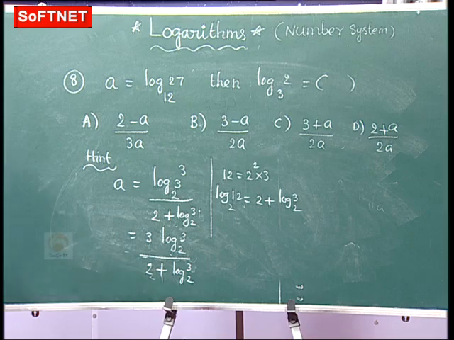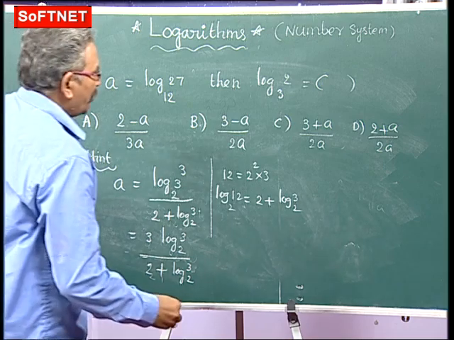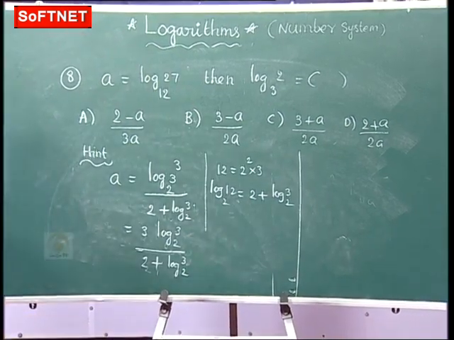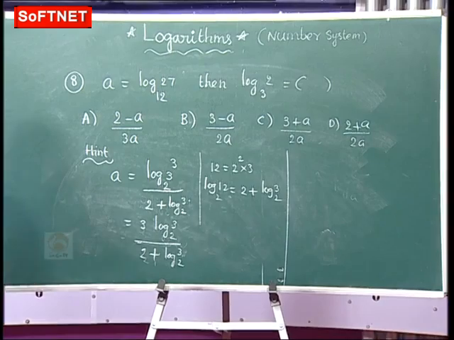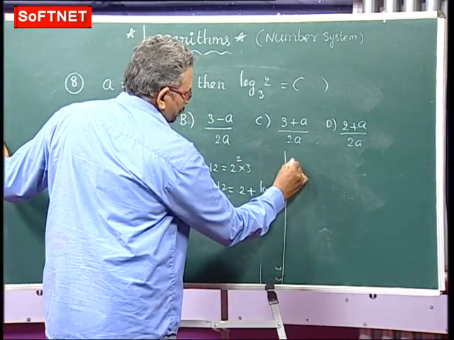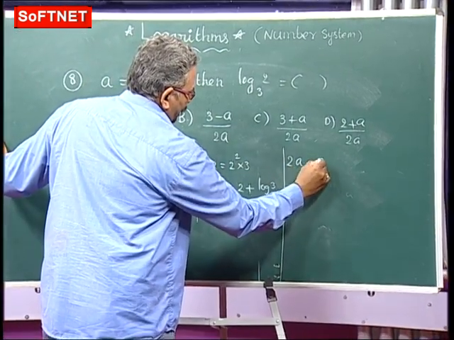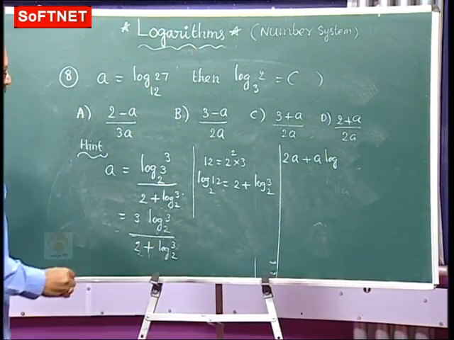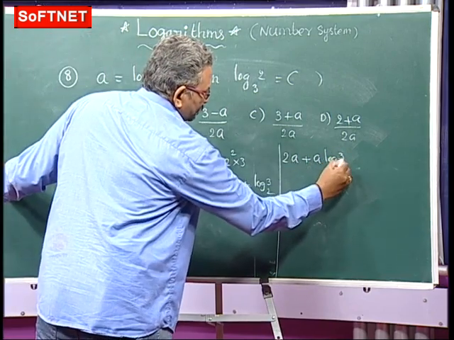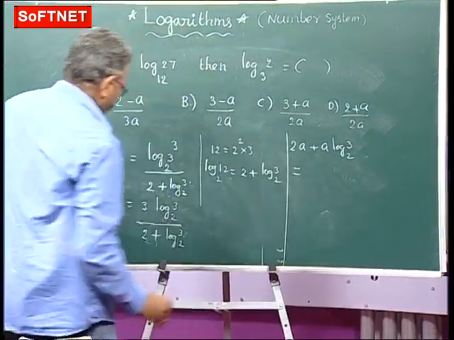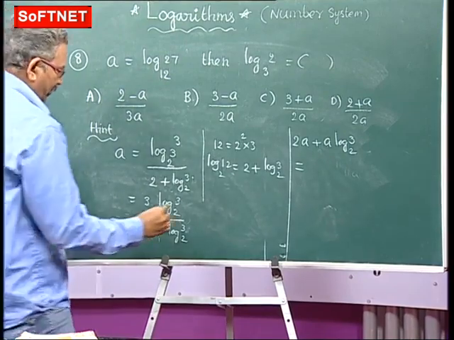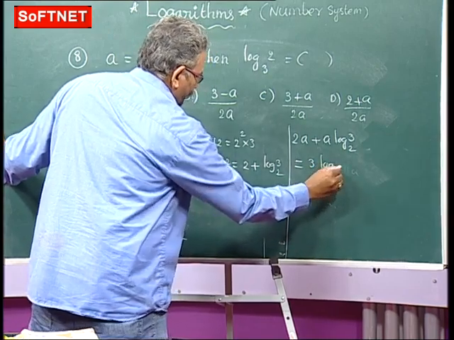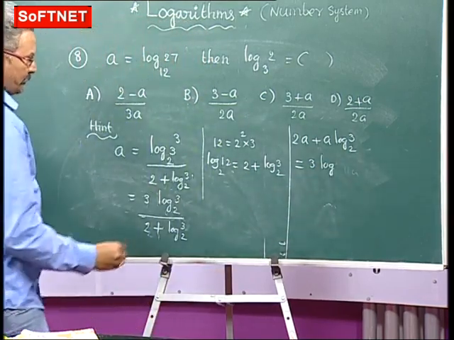Just cross multiply. If you cross multiply, what do you get? You see, a into 2 plus log 3 base 2 is equal to 3 log 3 base 2.